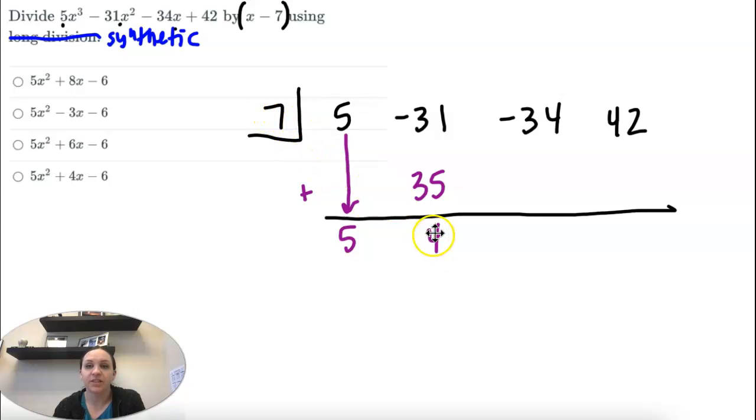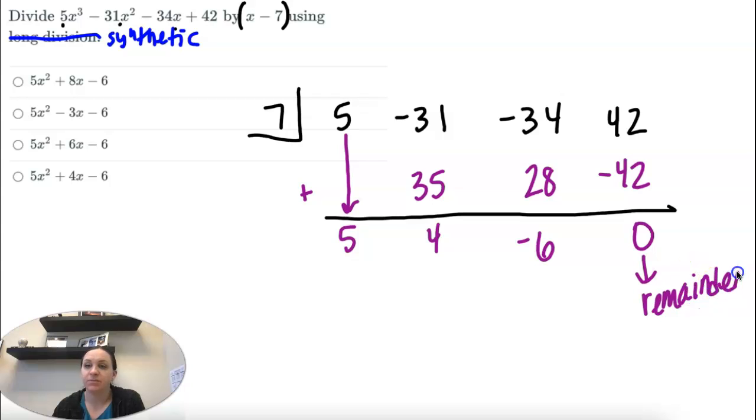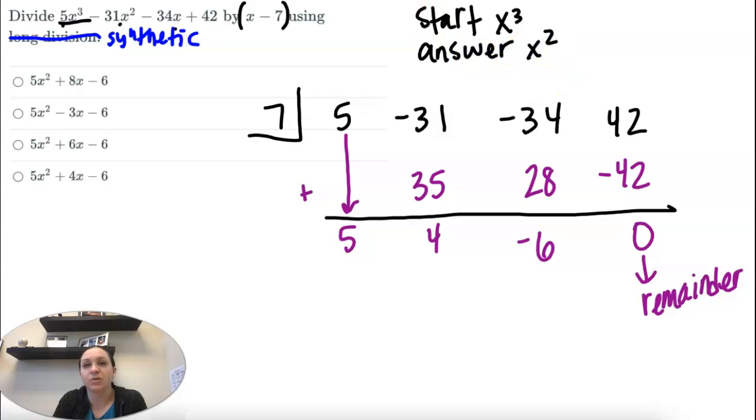Then you multiply. 7 times 4, 28. Then you add. Negative 34 plus 28 is negative 6. Then you multiply. Negative 42. Then you add. So remainder is 0. And then I'm starting with x cubed. So that means my answer goes down 1 degree, x squared. So it'd be 5x squared plus 4x minus 6. This is my answer.